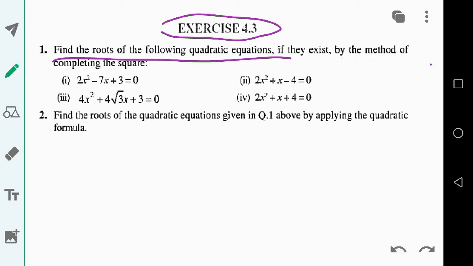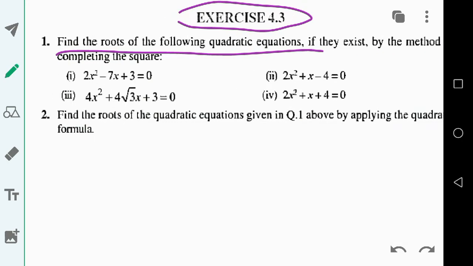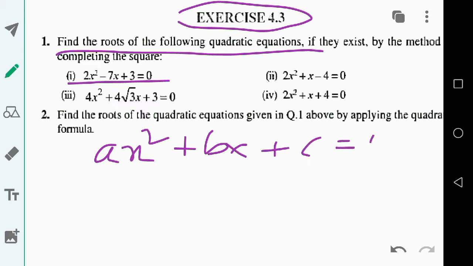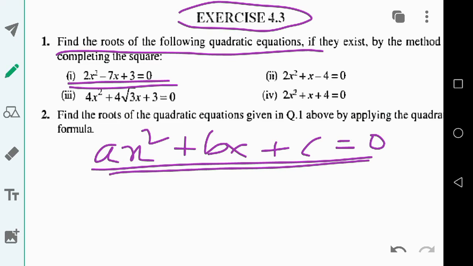Now how to determine this value? First we have to compare this equation with the standard form of a quadratic equation, ax square plus bx plus c is equal to 0. If you compare this equation with this, then you will get a is equal to 2, b is equal to minus 7, c is equal to plus 3.